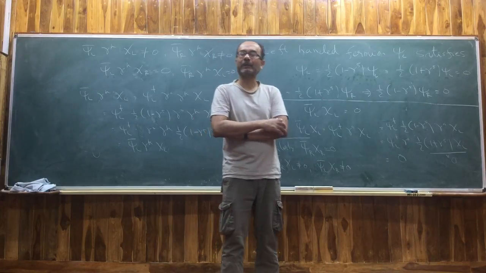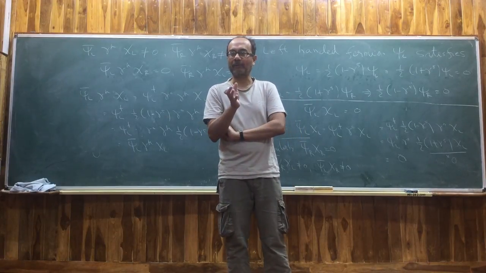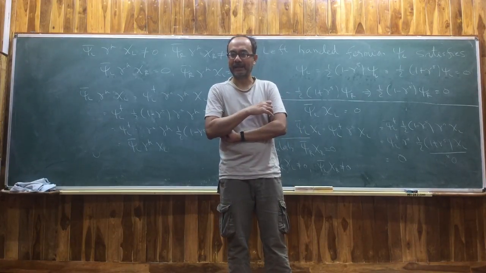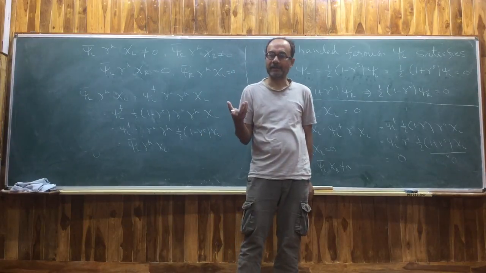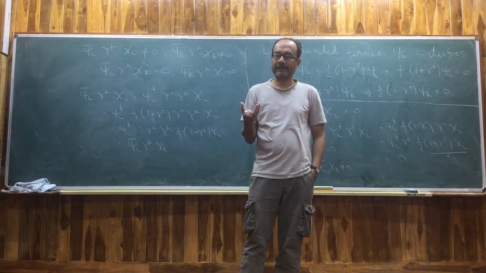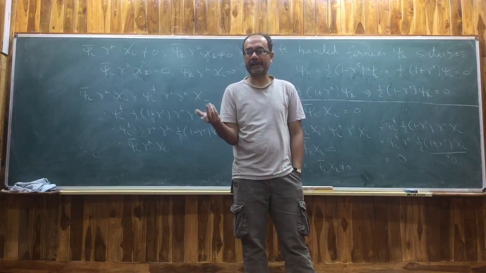Forget about neutrinos and electrons altogether. Just take quarks. Quarks have no problem, right? Both left-handed and right-handed quarks are there. But nevertheless, when you couple the quarks to weak interaction, the left-handed quarks couple to weak interaction, right-handed ones don't. So even for quarks, we have to introduce chiral fermions. The left-handed quarks will be doublets of SU2, right-handed quarks will be singlets.